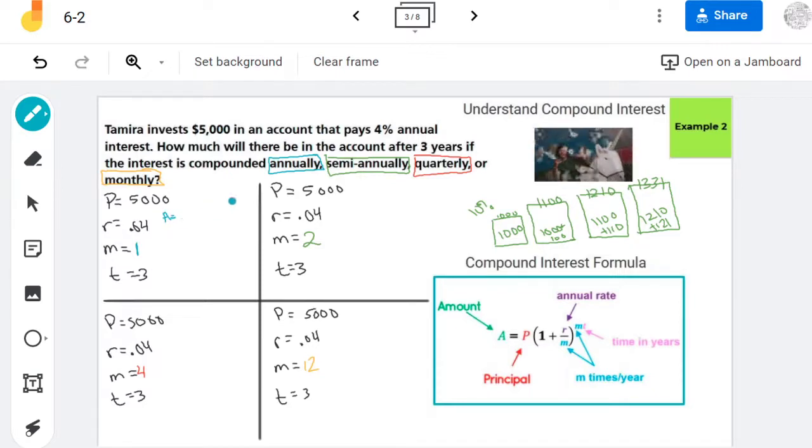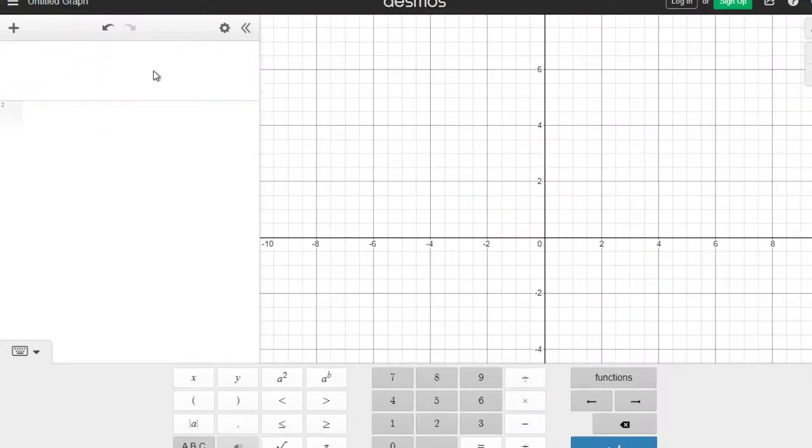There we go. So my amount is equal to $5,000 times 1 plus 0.04 over 1, and then 1 times 3. And we tend to clean this up a bit, okay, y'all? So, like, I'm going to start maybe by cleaning up the inside of the parentheses because it's going to save me work on typing it later. Although, I think I'm going to do this in Desmos because calculating this 4 times is annoying, y'all. So let me show you how to do it in Desmos.